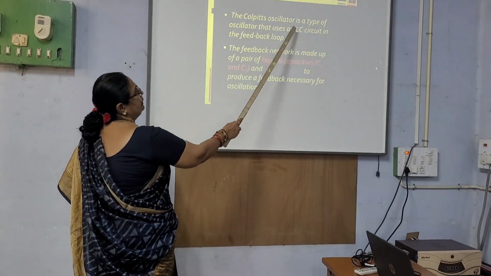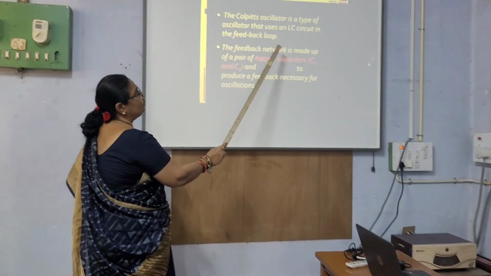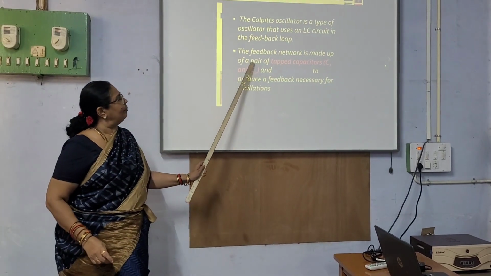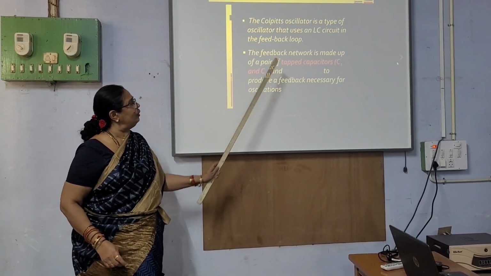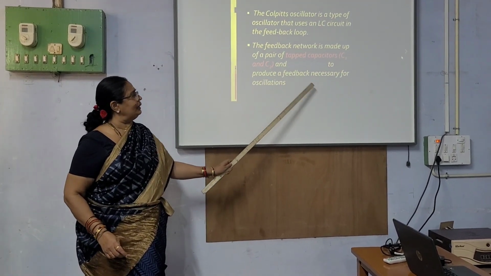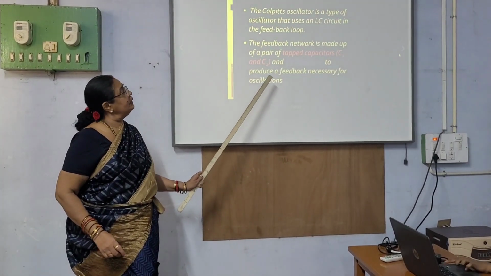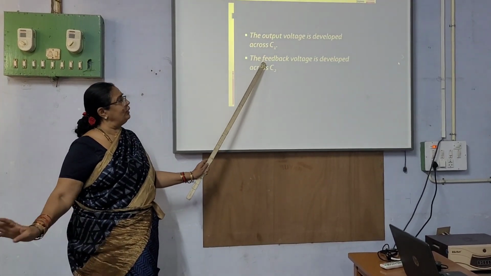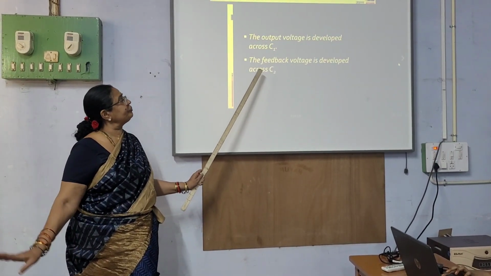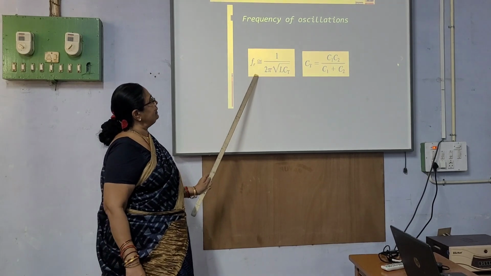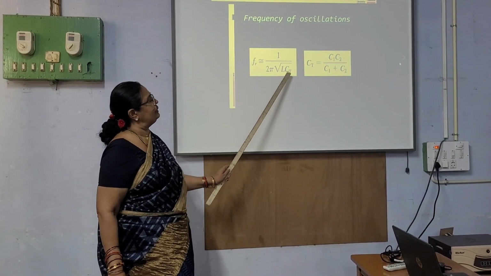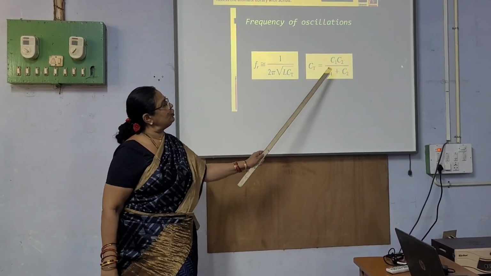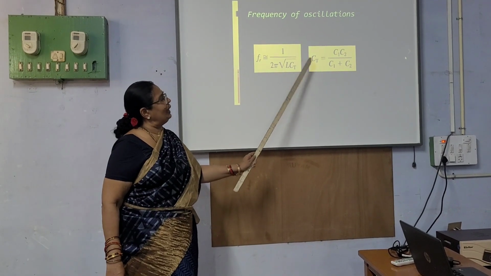The Colpitts oscillator is a type of oscillator that uses an LC circuit in the feedback loop. The feedback network is made up of a pair of tapped capacitors C1 and C2 and produces the feedback necessary for oscillations. The output voltage is developed across C1. The feedback voltage is developed across C2. The frequency of oscillation Fr is equal to 1 by 2π root LCT, where CT is equal to C1 C2 by C1 plus C2, that is the total capacitance.